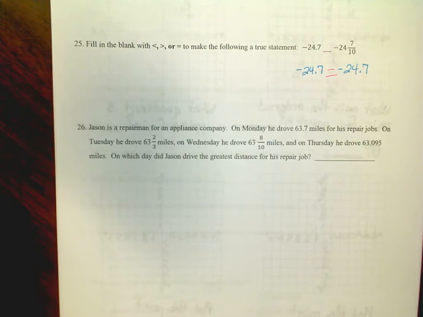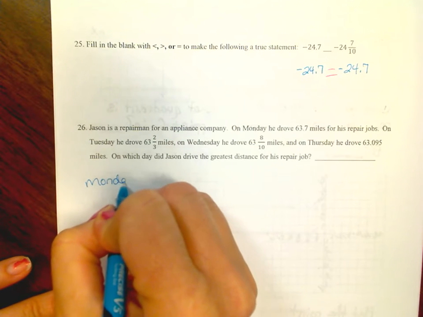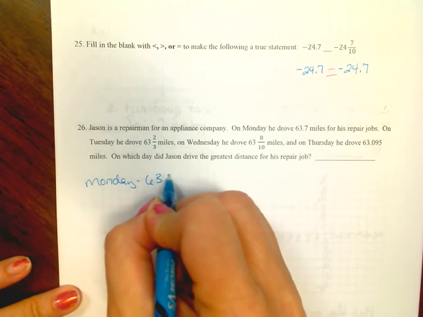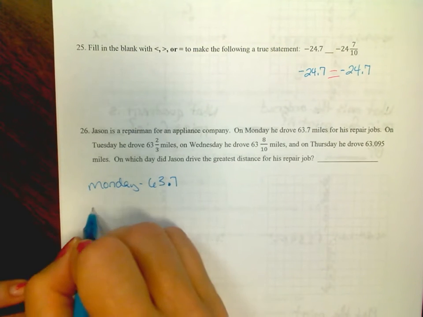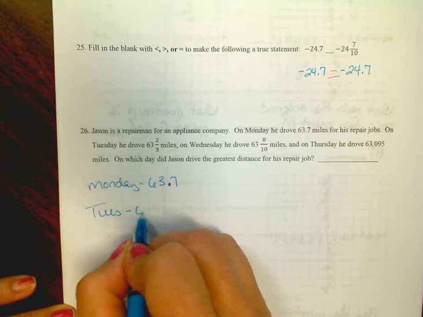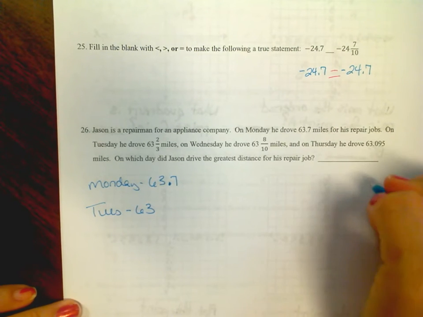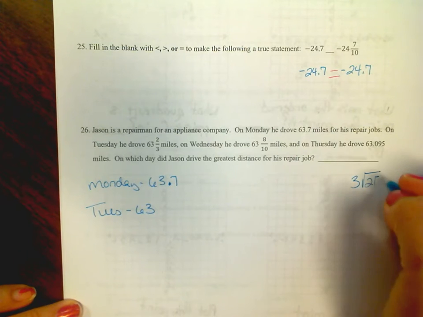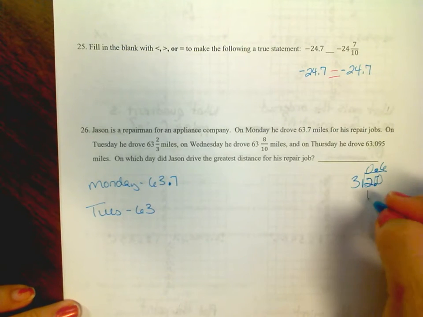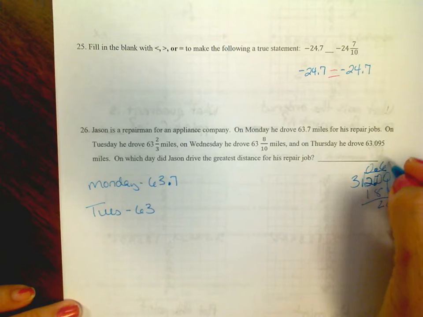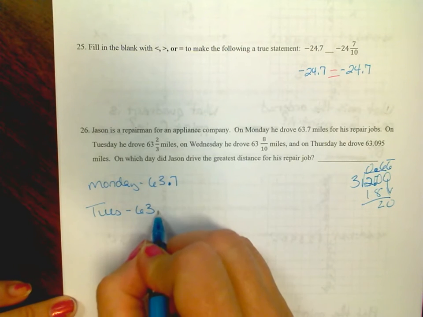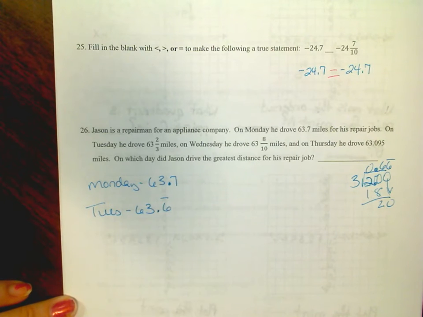Number 26. Jason is a repairman for an appliance company. On Monday, he drove 63.7 miles. On Tuesday, he drove 63 2/3. What is 2 divided by 3? So 3 can go into 20 6 times. And it's going to be 6 repeating. So we're going to do 63.6 repeating for Tuesday.